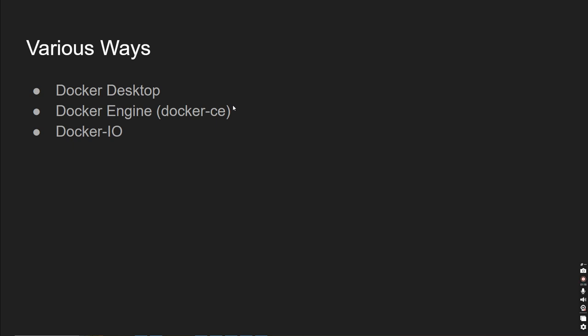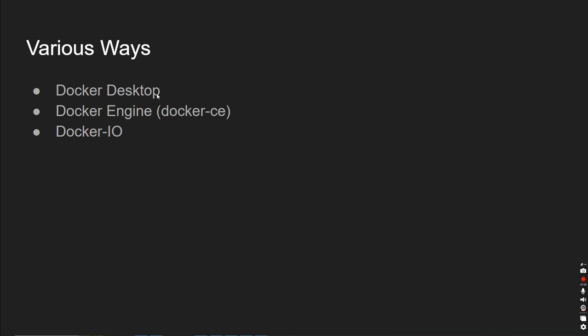If you are using the server version of operating systems, then you will have to go with either Docker Engine or Docker.io. Docker Engine and Docker Desktop both are provided by Docker Inc., the company at docker.com. You can see all these details on the website docker.com. It is provided by Docker Inc.